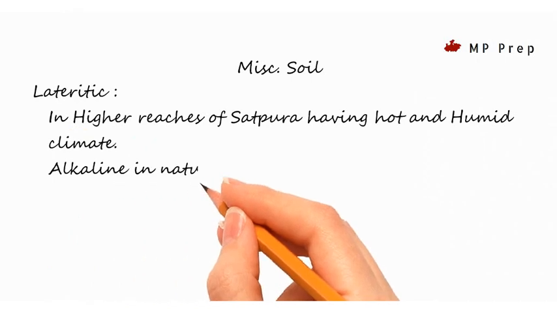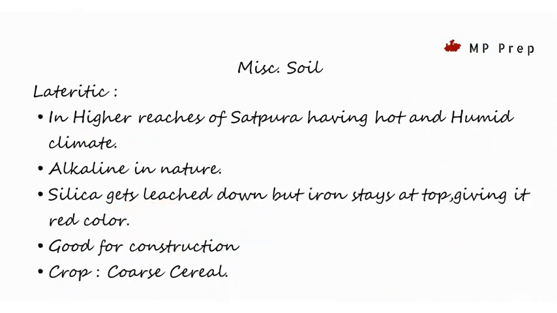Let us look at one miscellaneous soil, that is lateritic soil, found in higher altitude. Due to higher altitude and rainfall, the silica gets moved down, but iron remains on the topsoil, and hence giving it its red color. It is good for construction, and the main crops are coarse cereals.